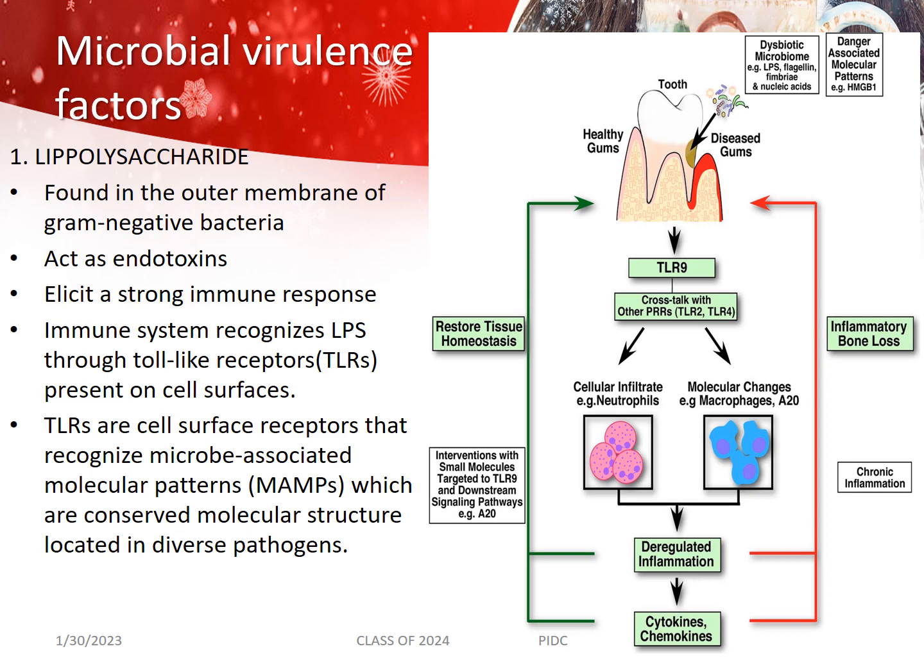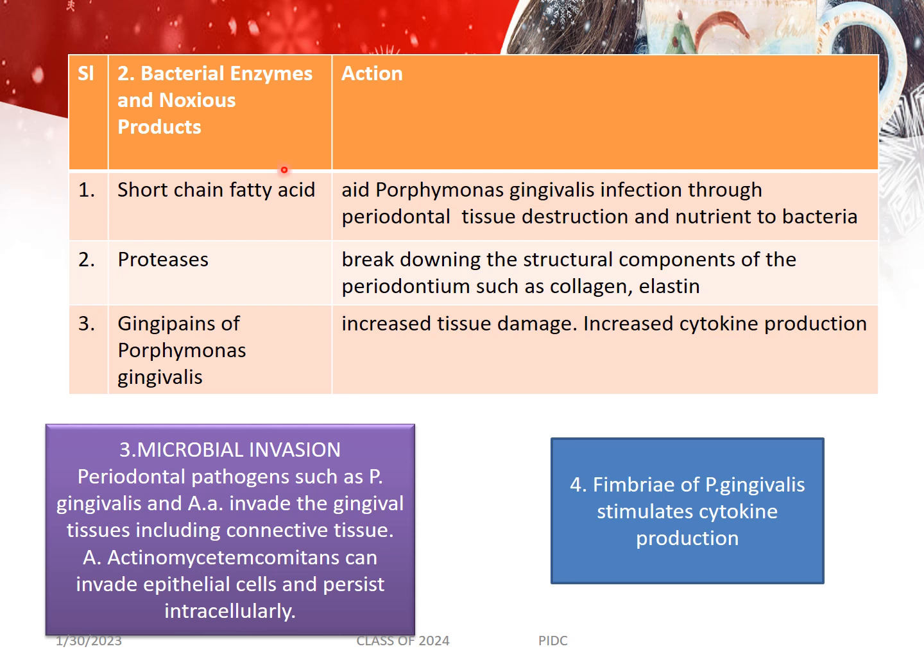Just understand this. The second virulence factor is the bacterial enzymes and noxious products. The noxious products are the short chain fatty acids, proteases, and gingipains, which are produced by Porphyromonas gingivalis. Short chain fatty acids aid Porphyromonas gingivalis infection through periodontal tissue destruction, and also provide nutrients for this particular bacteria to develop. Proteases break down structural components such as collagen and elastin. Gingipains of Porphyromonas gingivalis result in increased tissue damage and increased cytokine production.